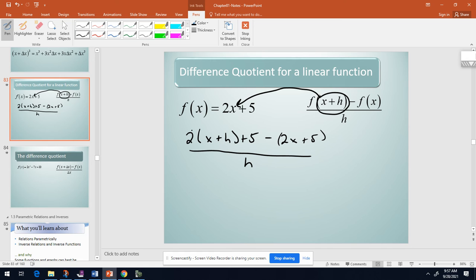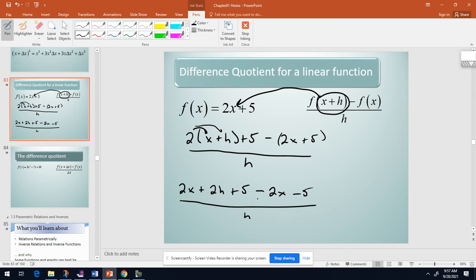Well, I'm going to do what math I can. What can I do? I can distribute. I get 2x plus 2h plus 5 minus 2x minus 5 all over h. Okay, so if I take a look at what happens here now, I can start canceling things. This 2x and this minus 2x cancel. This 5 and this minus 5 cancel. And I'm left with 2h over h. And what happens to these h's? They cancel, and I'm left with just a 2.